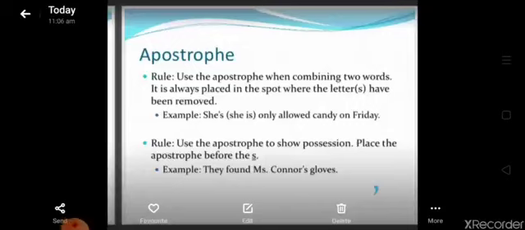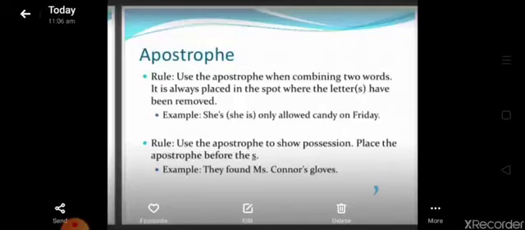It's rule number 1: use the apostrophe when combining two words. It is always placed in the spot where the letter has been removed. Example, she's only allowed candy on Friday. Now here the letter is hidden inside, and you can see she, an apostrophe, and then S. So we are hiding or omitting the letter in "is", and the pronunciation is, she's only allowed candy on Friday.